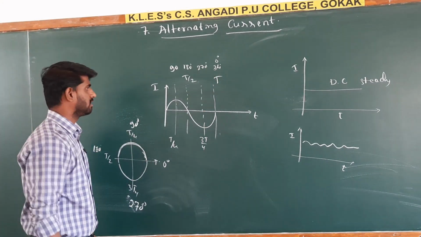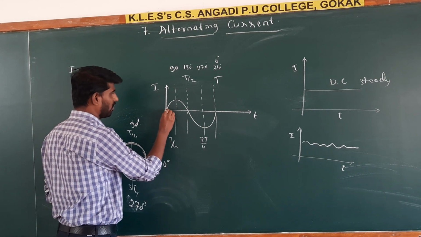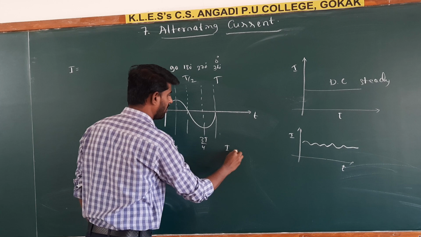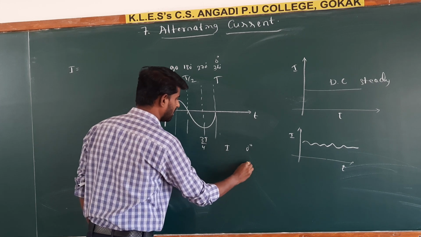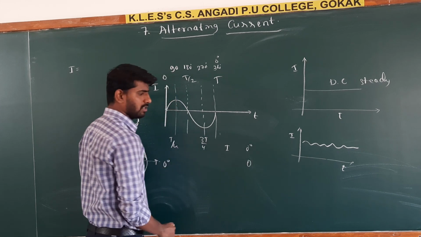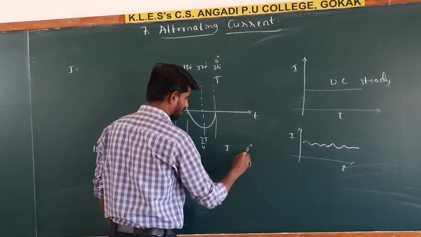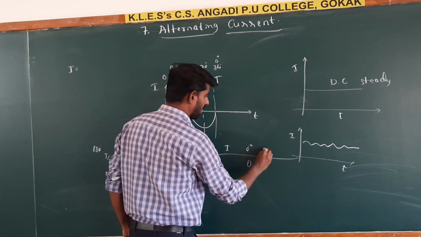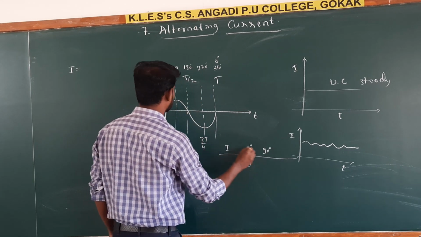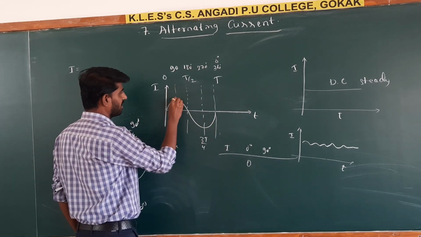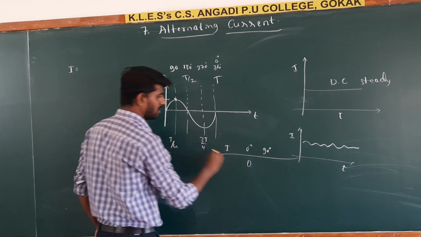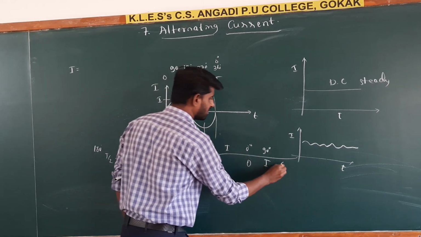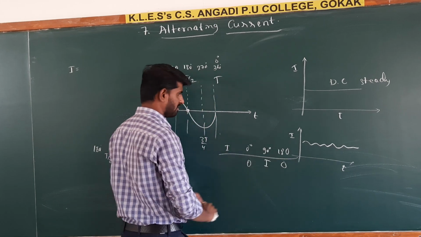See, at 0 degree, the value of the current was 0. In case of 90 degree, see here, this is having the maximum value, I call this I, so it is the I value. And at 180 degree, again this is 0.